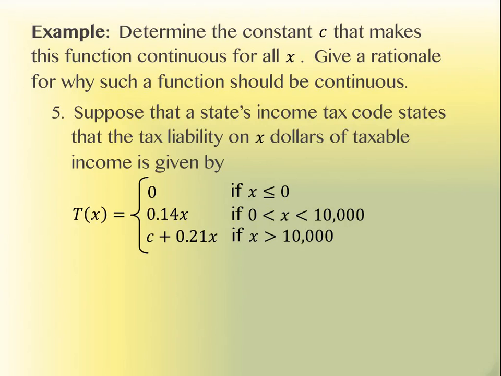So it says, suppose the state's income tax code states that the liability on X dollars of taxable income is given by this equation. The directions say determine the constant C that makes the function continuous for all X. And then it says to give a rationale why this kind of function should be continuous. So we'll do the rationale last, but let's just work on the part where we figure out what C is.